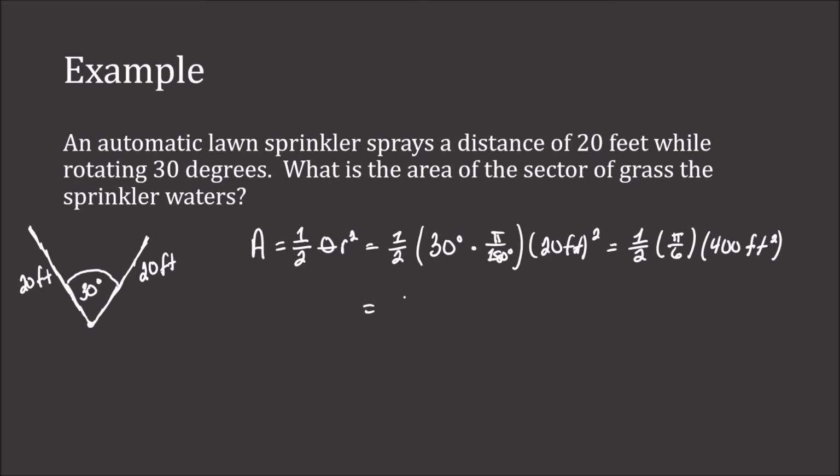So this is 1/2 of 400 is 200, right? And then 200 over 6 can be written as 100 over 3. So we get 100 pi over 3 square feet. And if we approximate that to get a better idea, that is about 104.72 square feet of grass that has been watered.